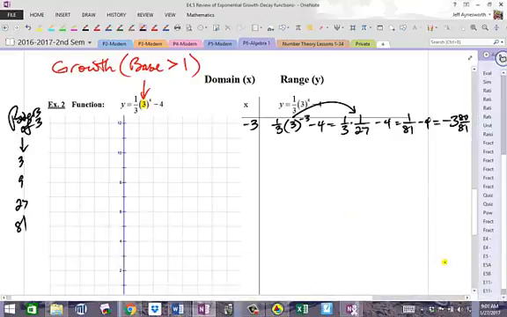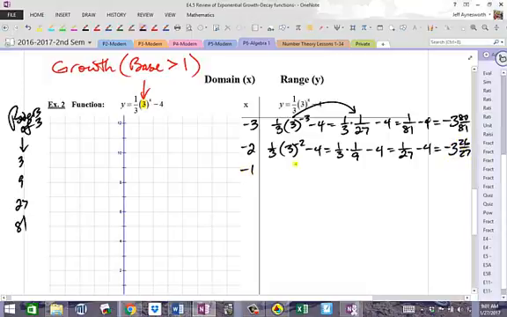Continuing here, we have x equals negative 2. So 1/3 times 3 to the negative 2 power minus 4. You evaluate your exponents first, so you get 1/3 times 1 over 3 squared, or 1/9. Minus 4. This right here gives you 1/27 minus 4, which is negative 3 and 26/27.